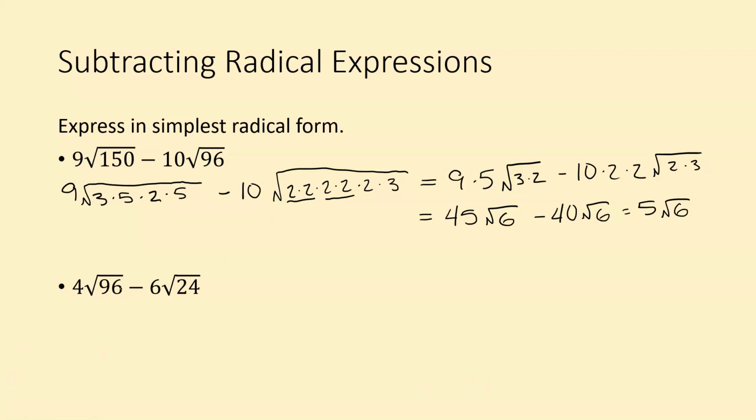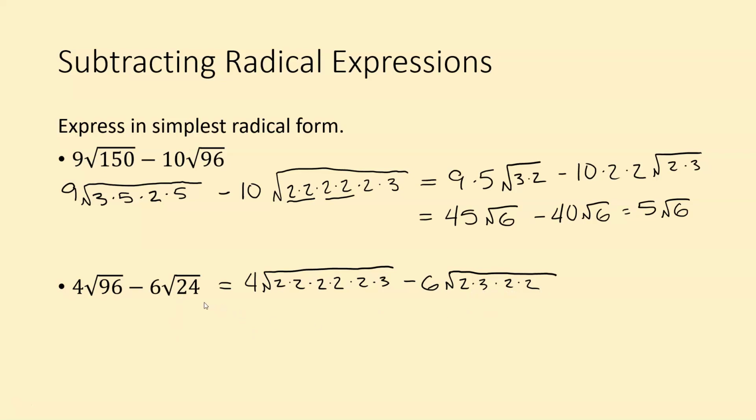Here we have 4 root 96. This one should be easy to simplify because we just did it up here. And then minus 6 root 24. So I'm going to go ahead and expand these and see if I can simplify these radicals into something that I can actually subtract. So 96 breaks down to 2 times 2 times 2 times 2 times 2 times 3, like we did up here. And 24 breaks down to 2 times 3 times 2 times 2.